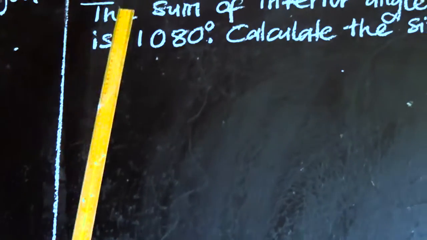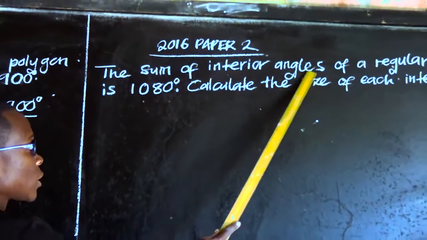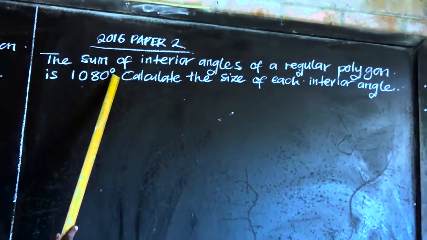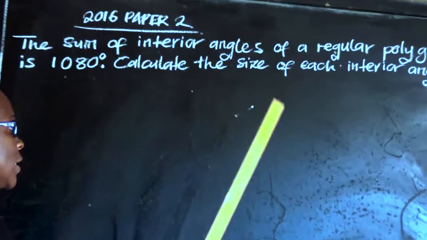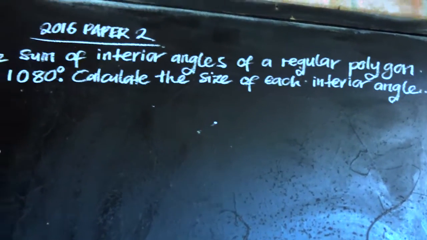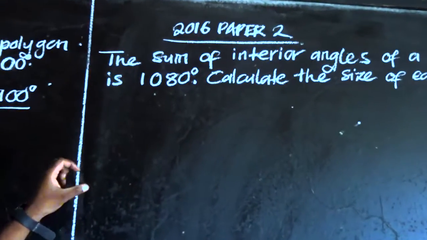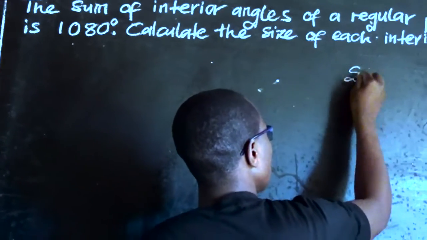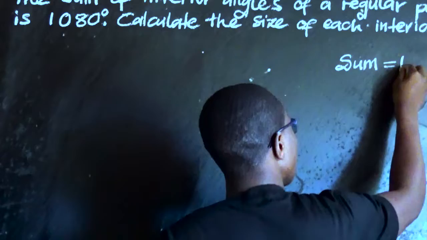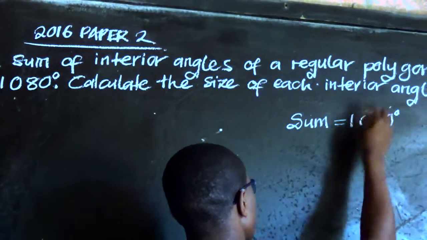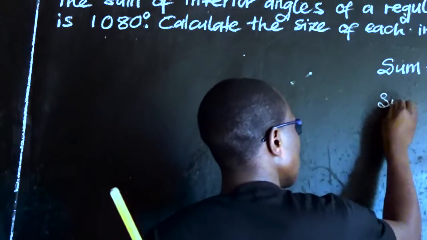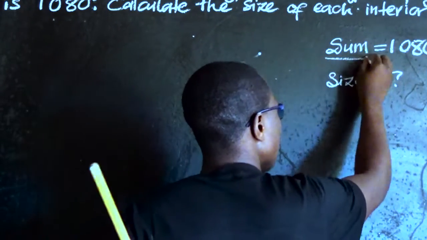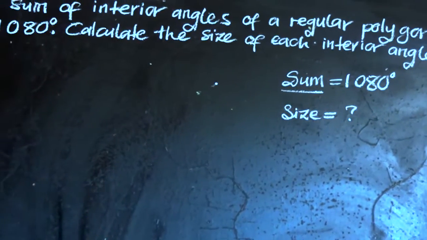Okay, so let us look at the next question on polygons. It's saying the sum of interior angles of a regular polygon is 1080 degrees. Calculate the size of each interior angle. So we have been given the sum of interior angles of a regular polygon. Take note, the sum we've been given is 1080 degrees. Then we're being told to find the size of the interior angle. So what we have is the sum of interior angles, then what we want is the size.